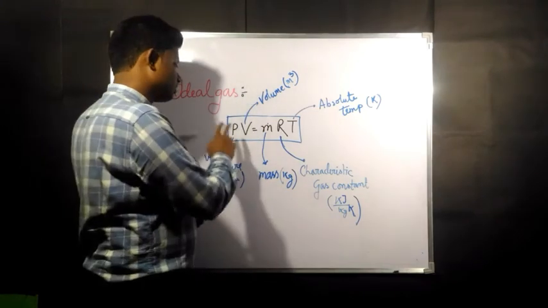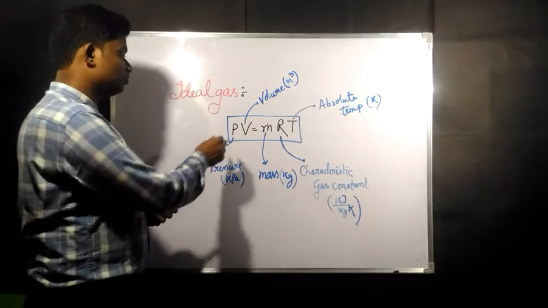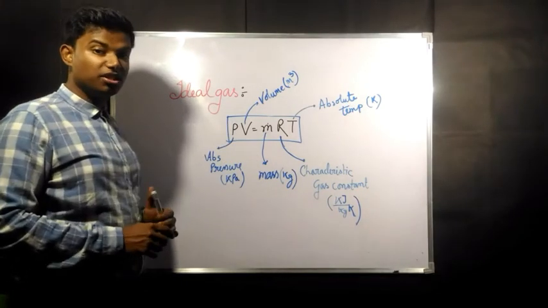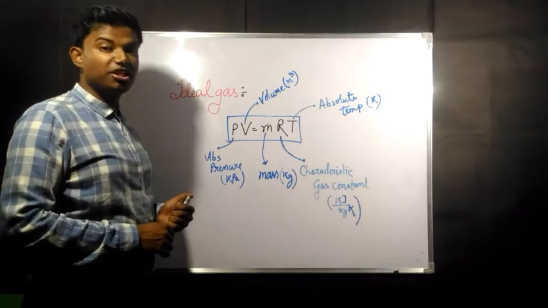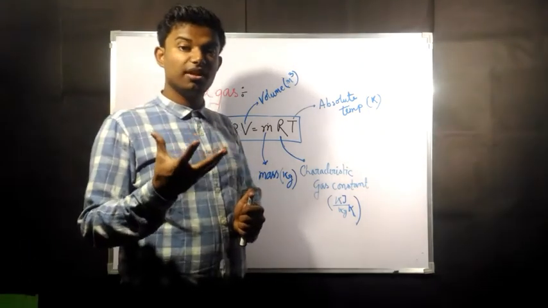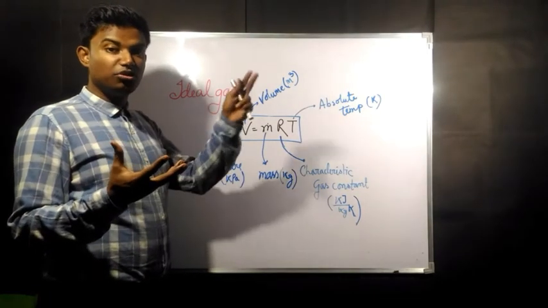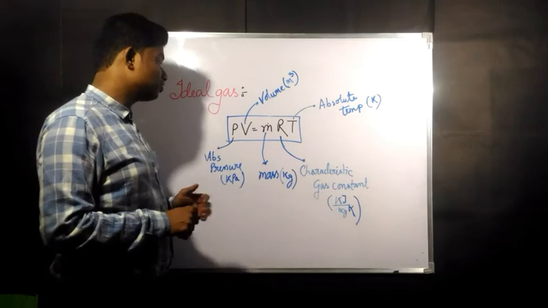Now here in this equation, these notations have different meanings. P is equal to absolute pressure. What is absolute pressure? Absolute pressure is atmospheric pressure plus gauge pressure. Gauge pressure means whatever pressure your instrument is showing. If you add the atmospheric pressure to it, then you are going to get absolute pressure.